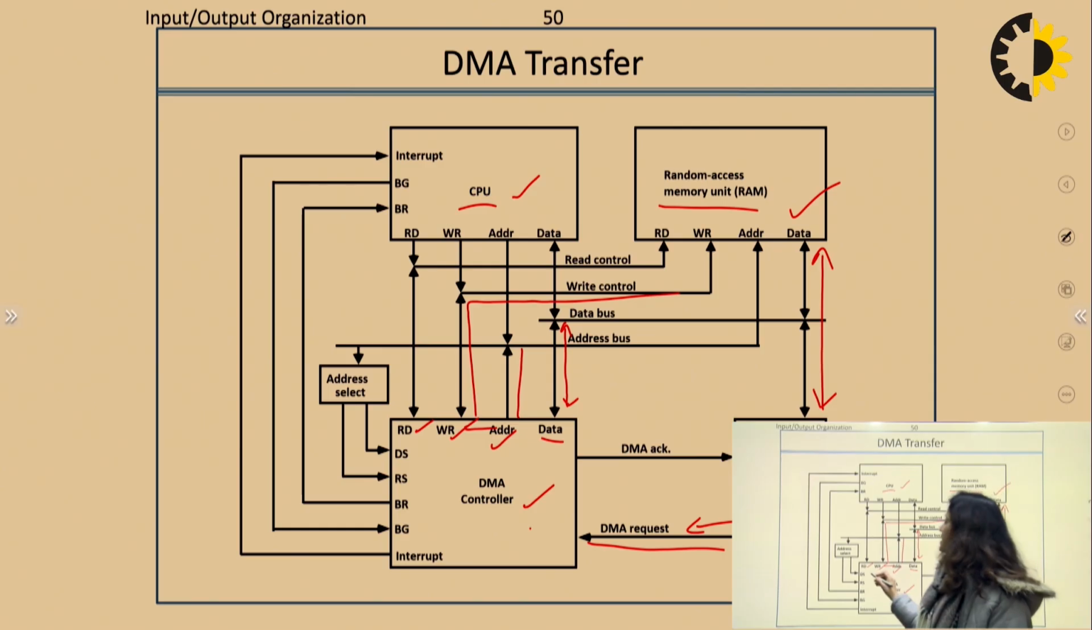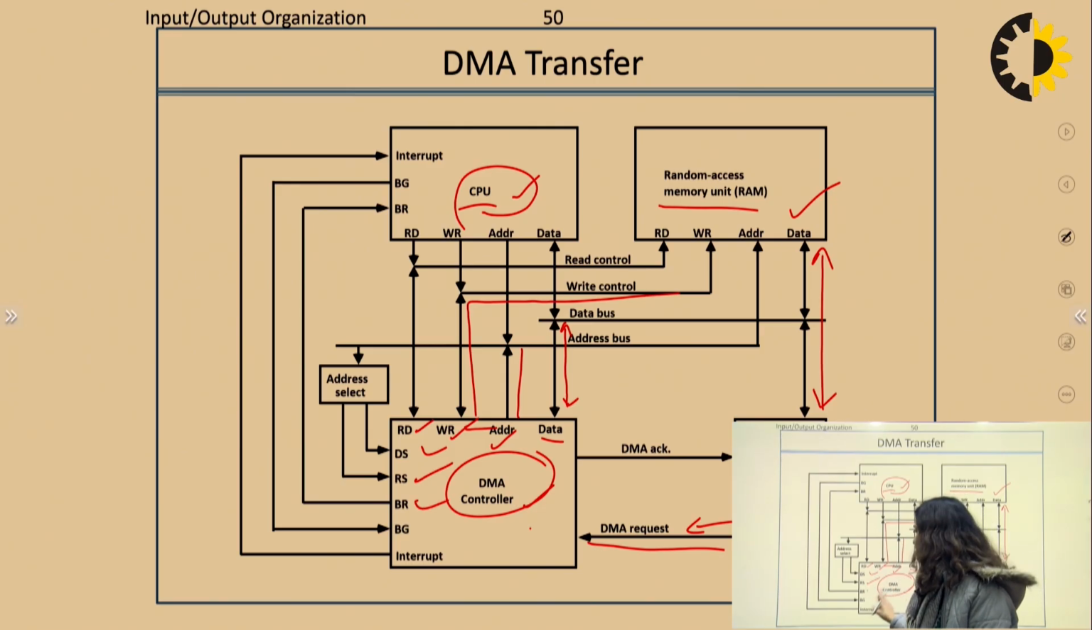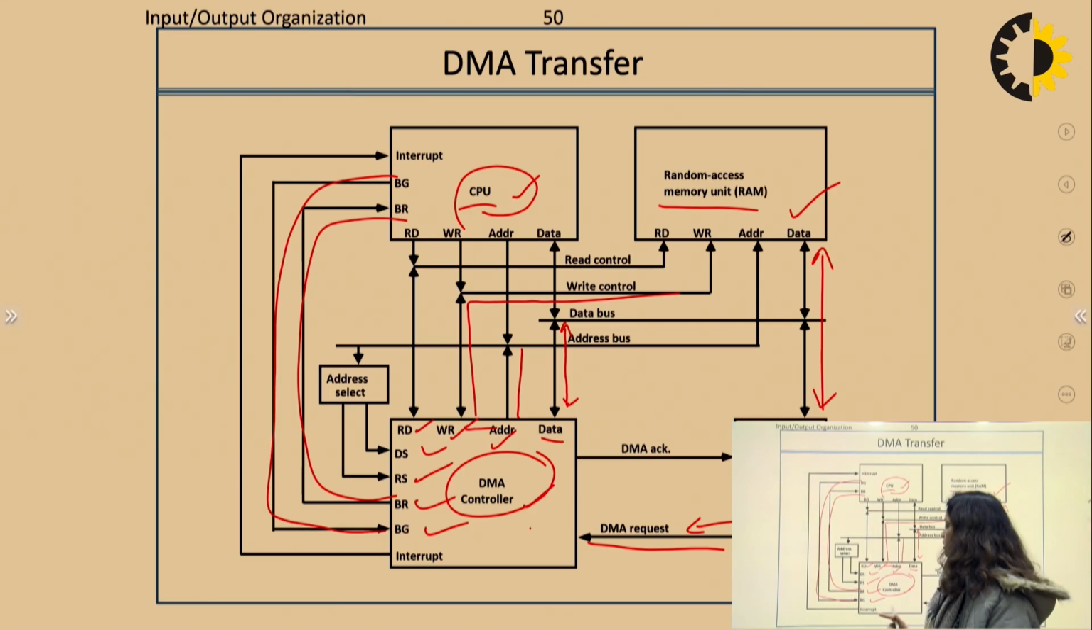Then we have DS, that is the DMA select chip signal that is used to select this DMA controller on behalf of the CPU. Then we read the DMA, select the DMA and then perform some read operation. BR is the bus request signal that will be given by the DMA controller to our CPU. Then we have a bus grant signal which is given by the CPU to the DMA controller in response to the bus request signal.